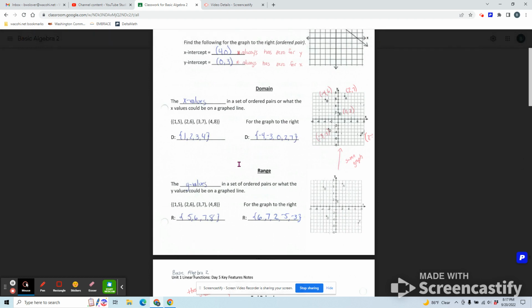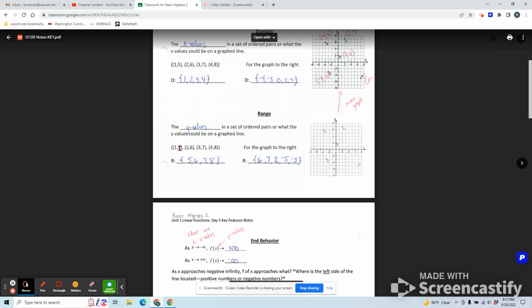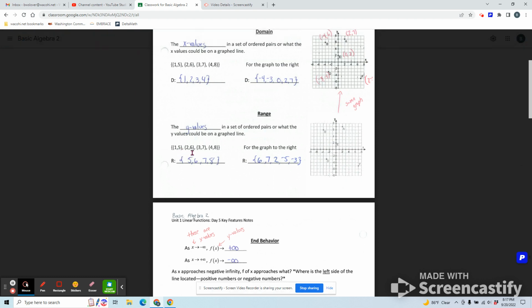Now your domain is your x value, so that means we need something for our y value, and that's what the range is. The range are the y values in a set of ordered pairs, or what the y values could be on a graphed line. So once again, I'm using the same information that I just used up here, the same set of ordered pairs on the same graph. But now I'm focusing on the y values. So 5, 6, 7, and 8.